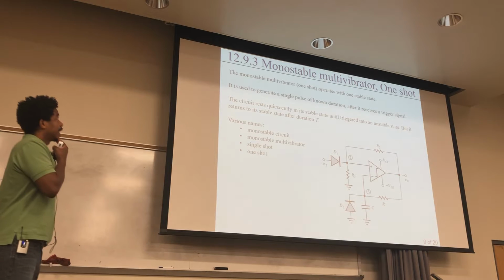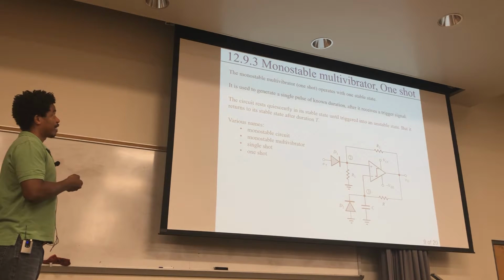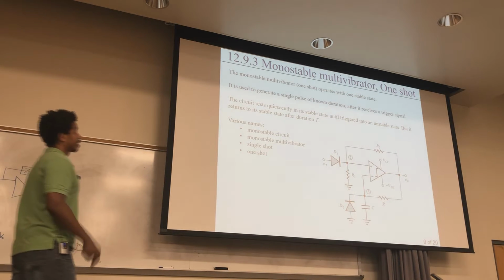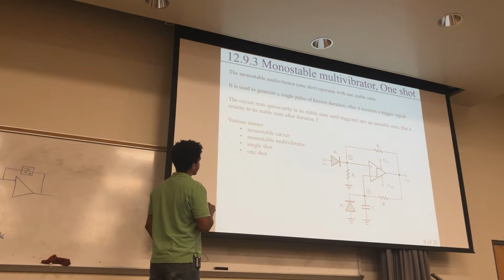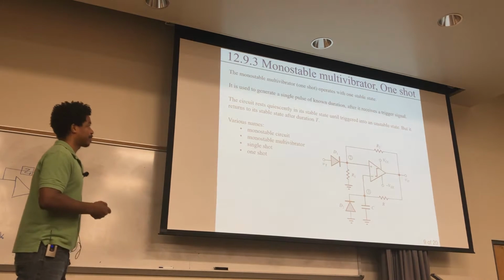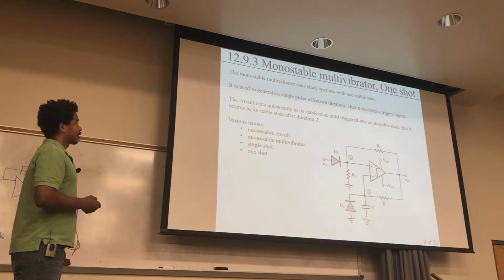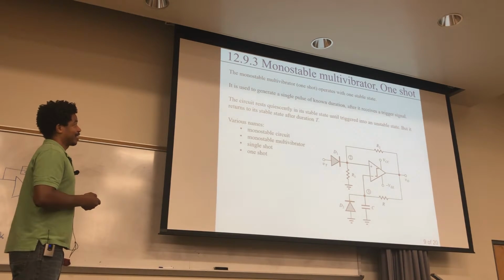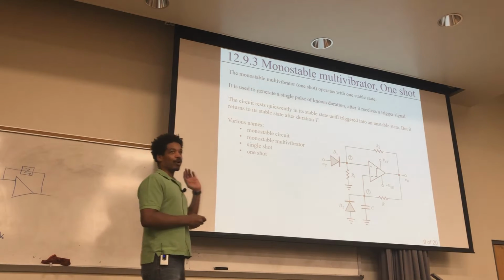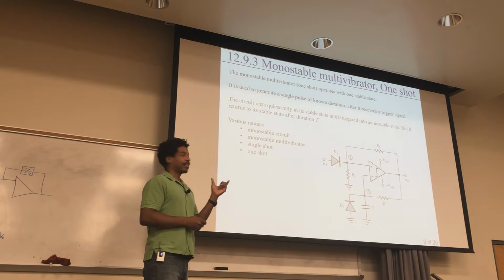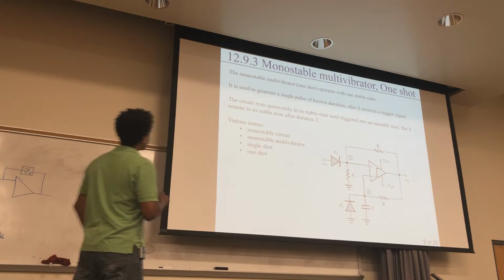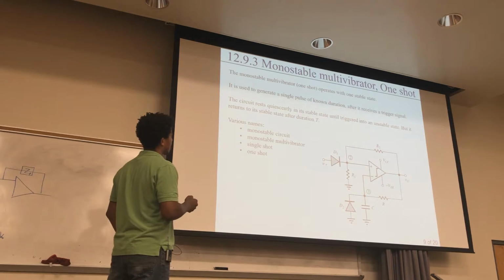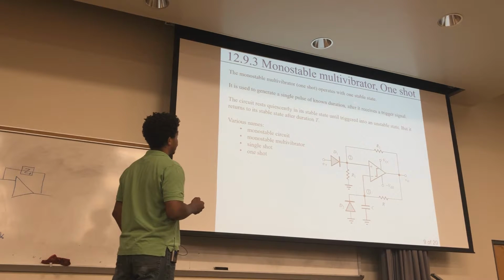Okay, so now this is the monostable multivibrator. It's also called the one-shot. Well, it's not only called the one-shot. It's also called the monostable circuit or the single shot. So there's several names. But it does exactly what it sounds like. It's like one pulse, right, for a certain T1. So this monostable multivibrator or one shot operates with one stable state.